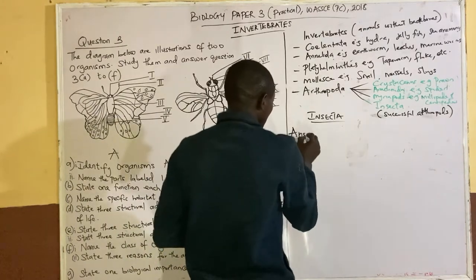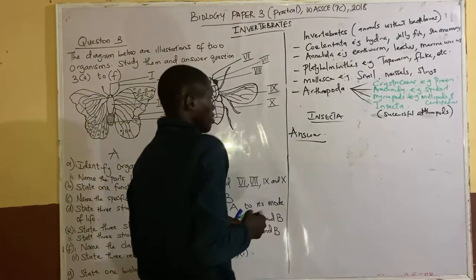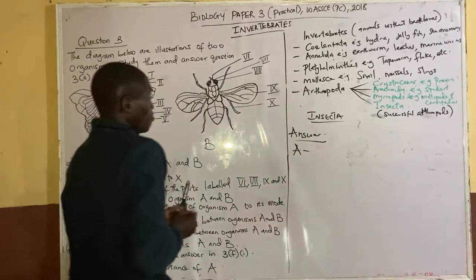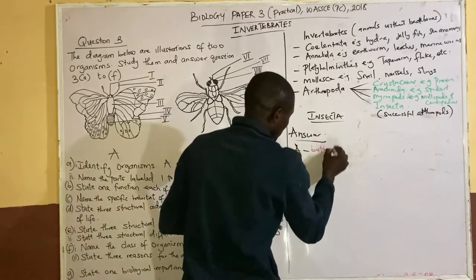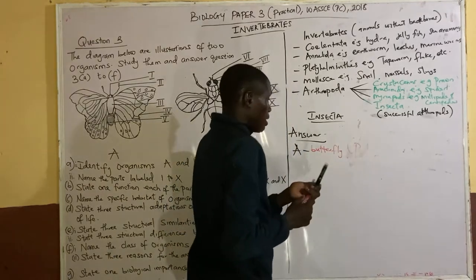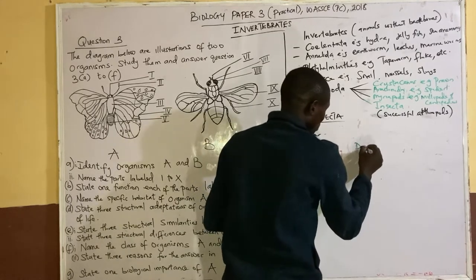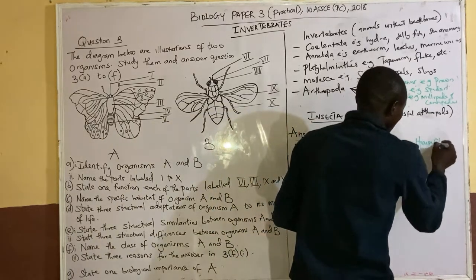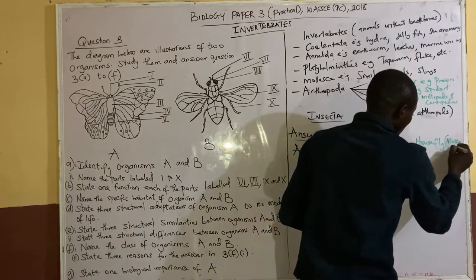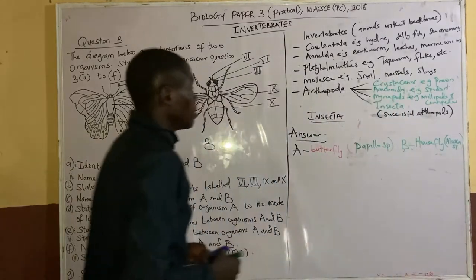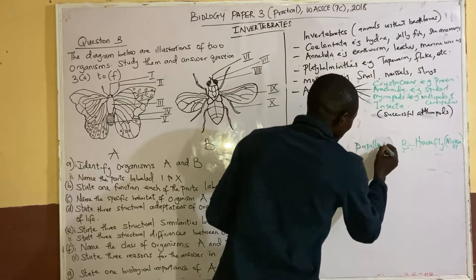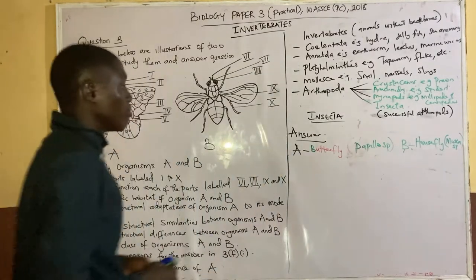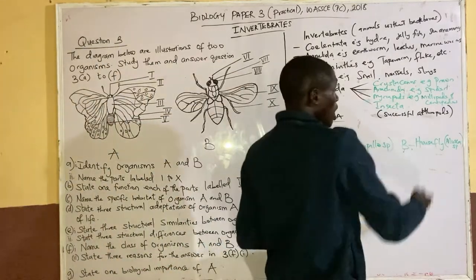So we are going to the answers. Now the answers to the questions. A is a butterfly, which has the scientific name Papilio sp, and B is a housefly, Musca sp, the scientific name. So that is identifying the organisms. We have the butterfly, Papilio sp, and the B aspect, the housefly, Musca sp.